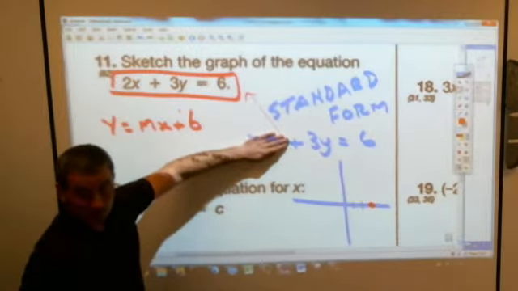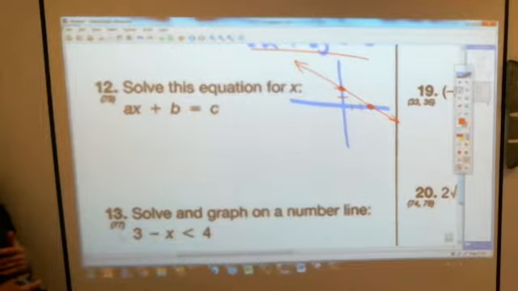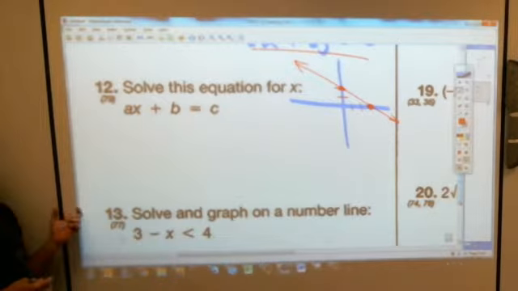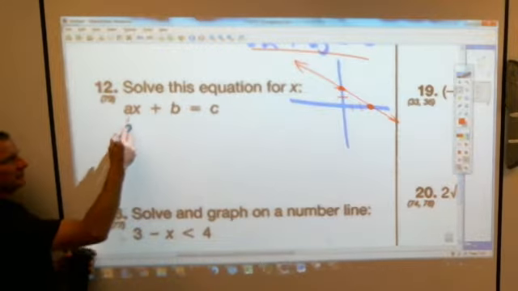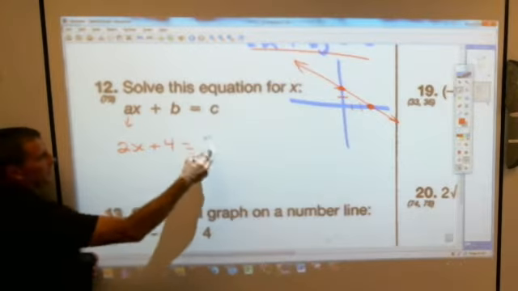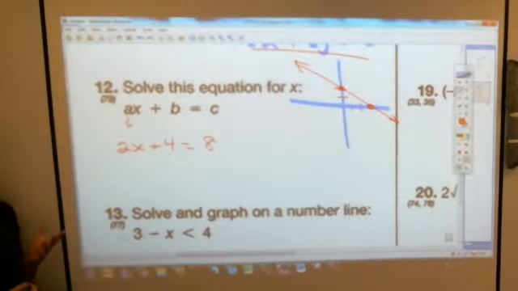We will talk about this one as well. Problem number 12. How do I solve that for the letter x? Now, lest you start to panic, math is all about thinking about what you do in easier situations or circumstances. In other words, what if I change these letters to numbers? What if this was 2x plus 4 equals 8, and I said solve that for x? What would be the first step?